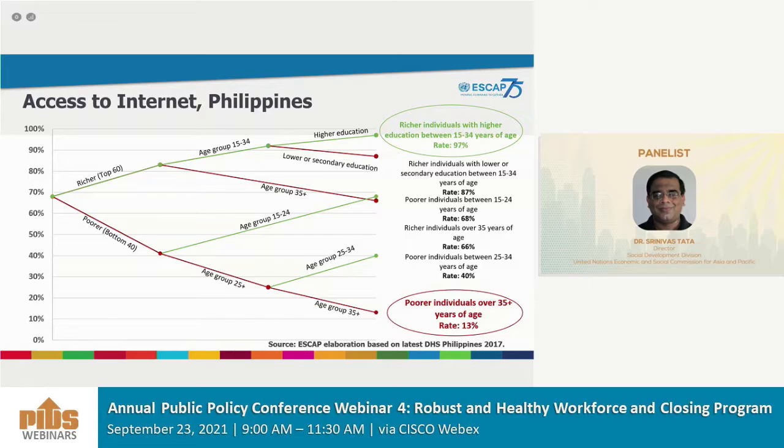This is an example of such a tree showing the access to internet in the Philippines, which is based on the demographic and health survey data from 2017. Without going into too much detail, the chart shows that the overall access rate is about 67%. That's the average. However, if you compare the access rates between the best off and the worst off, it increases to 97% for the richer individuals in the age group of 15 to 34 with a higher education, and falls to only 13% among poorer people aged about 35. As you can see, the gap between the worst off and the people who are best placed is large. And we know the importance of access to internet and how critical it is in today's society, particularly during the pandemic.